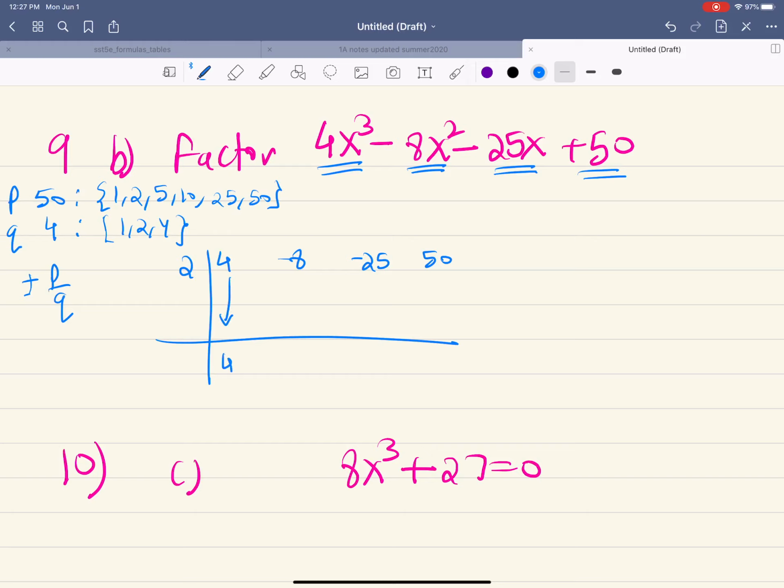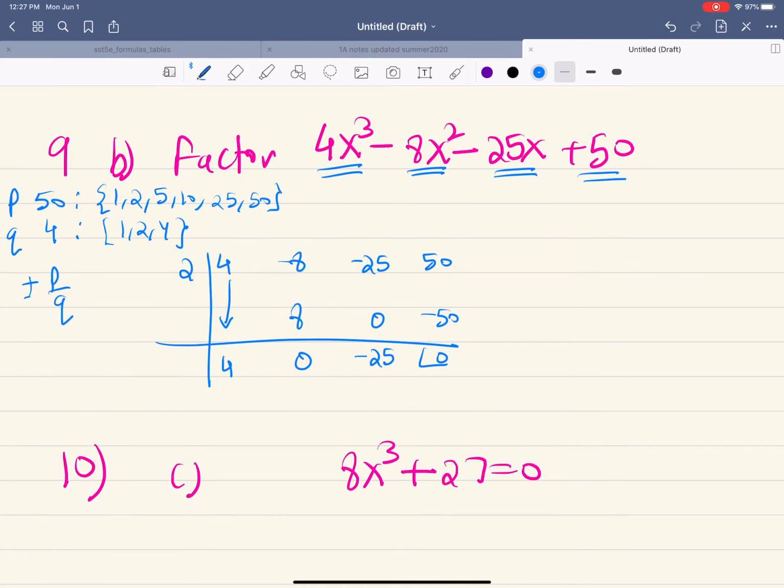So 4 comes down as it is. 2 times 4 is 8. Negative 8 plus 8 is 0. 0 times 2 is 0. There's negative 25. There's negative 50, and I have a 0. So 2 is a zero. If 2 is a zero, that means x minus 2 is a factor. 2 is a zero, x minus 2 is a factor of this polynomial.